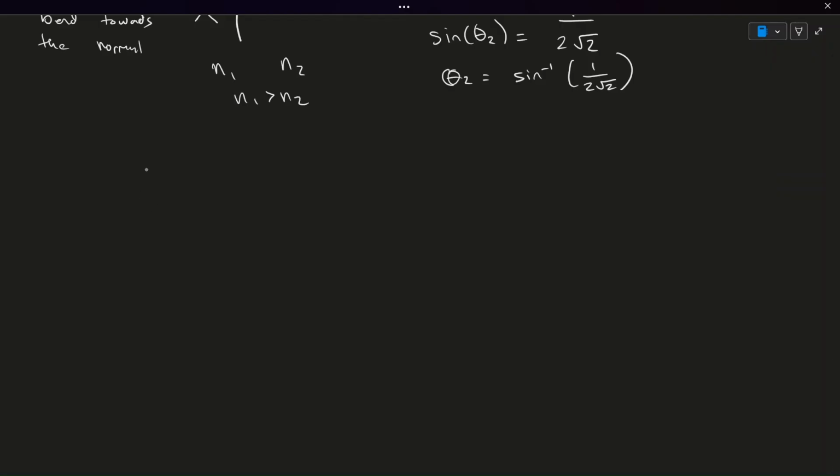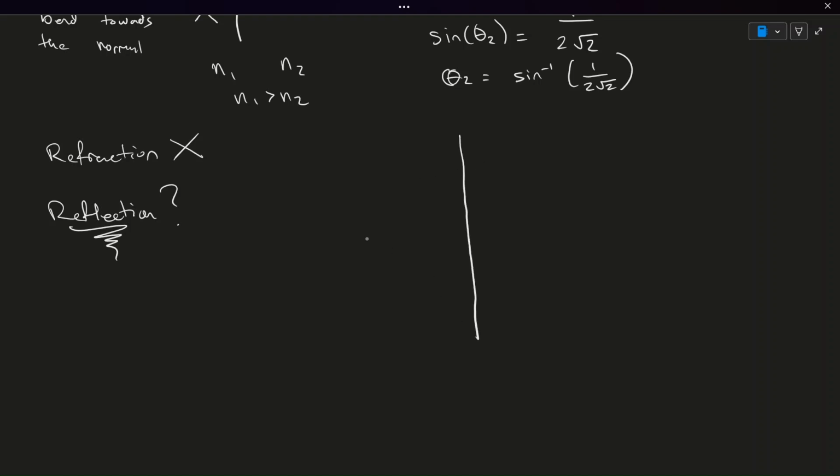Now, you might have noticed we still haven't really talked about reflection, right? We've talked about refraction, but not reflection. And reflection, as we talked about before, is what we want in fiber optic cables. In fact, we don't want refraction. So let's think about this a bit more from the Snell's law perspective, because there's something interesting that happens, and you might have picked it up as I was talking about it. Basically, we have these two mediums, and again, let's say n1 is bigger than n2.